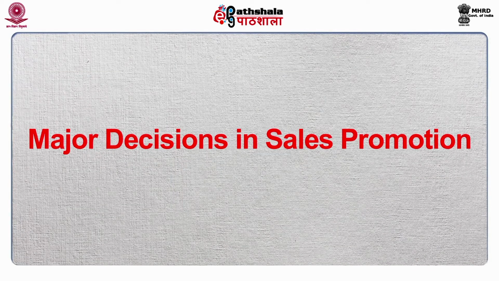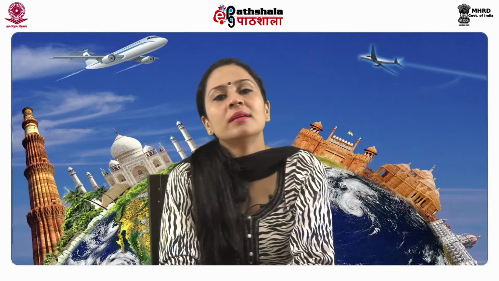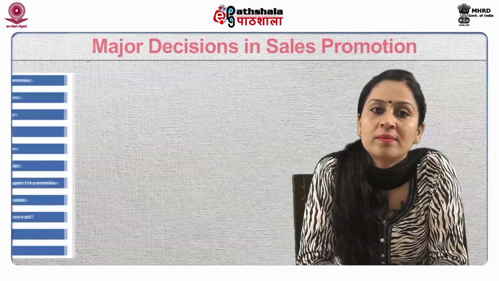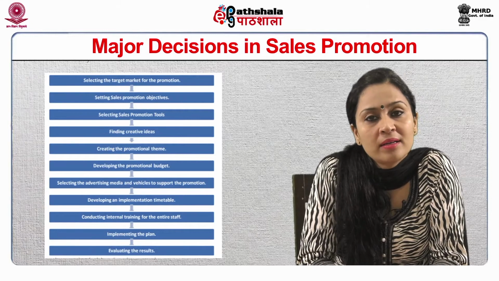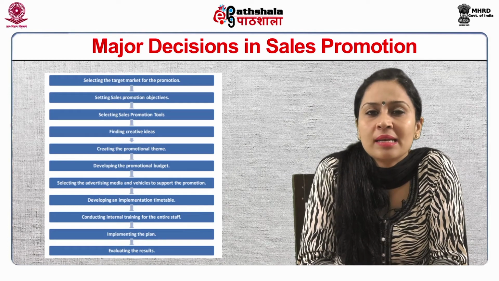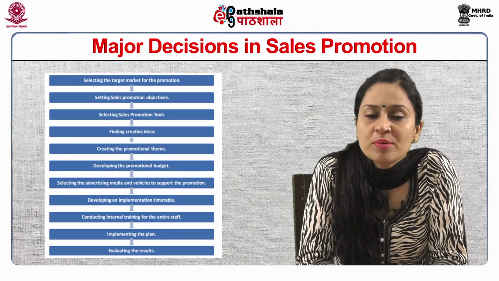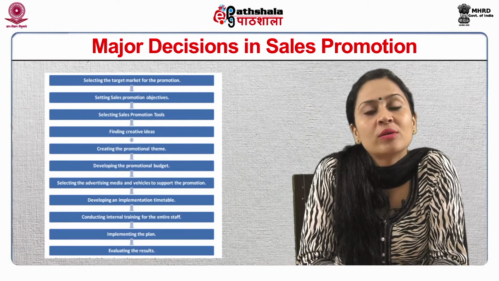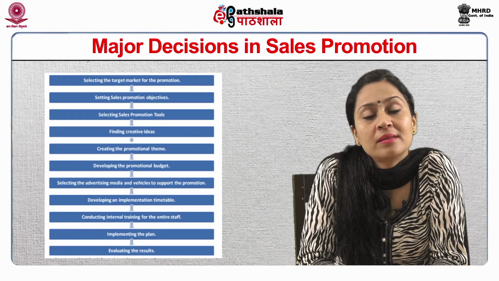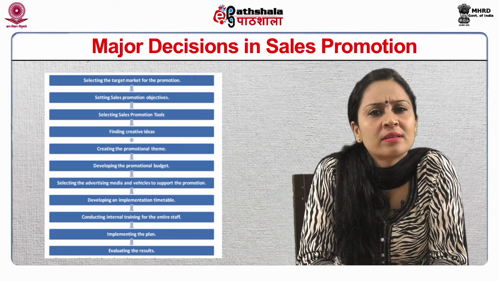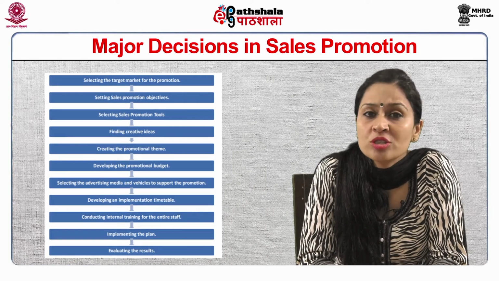Now let's discuss the major decisions in sales promotion. In using sales promotion, the marketer must take important decisions. This will include, first, selecting the target market for the promotion. Analyze sales records to determine the most likely target market for a special promotion, as these segments offer the greatest potential for increased sales. The next is setting sales promotion objectives. Objectives should be very specific, detailing exactly what the promotion should accomplish.